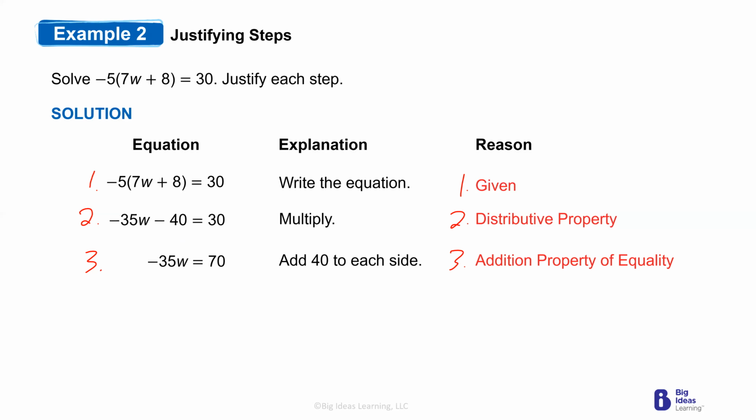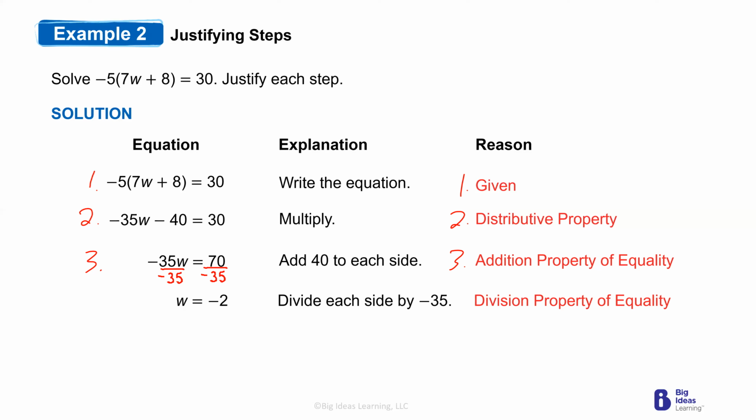One last step. What do we have to do? 5. So again, when we divide, we call that the division property of equality. We're dividing by that negative 35, and you get negative 2. So we divide, and w is equal to negative 2. So that's our fourth line. So we did this in just 4 steps.